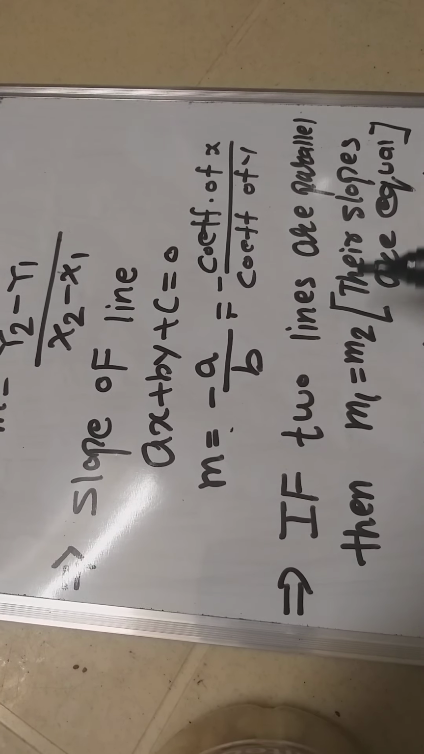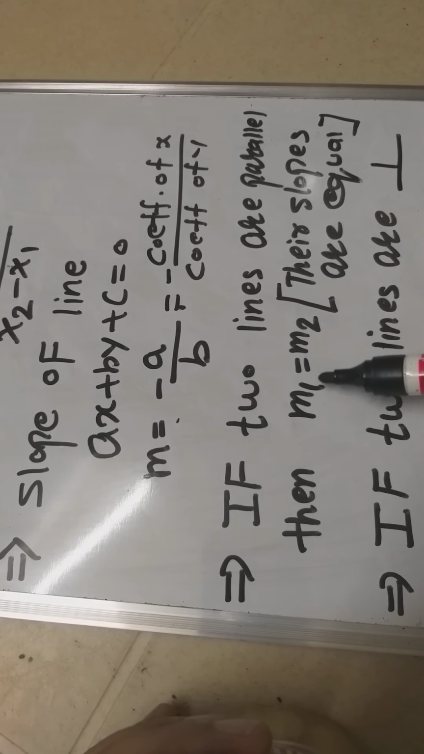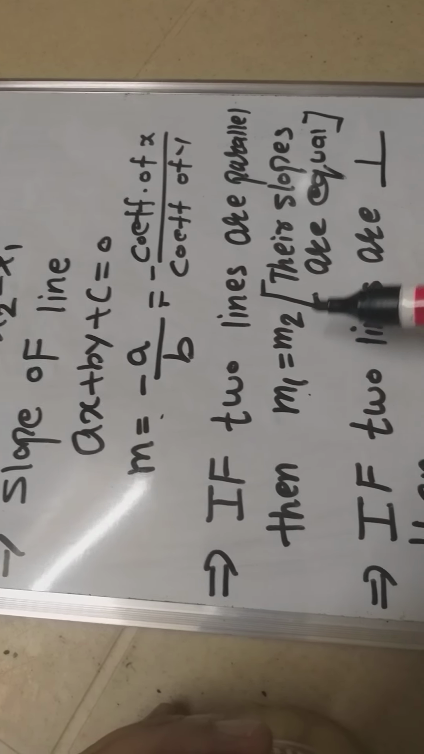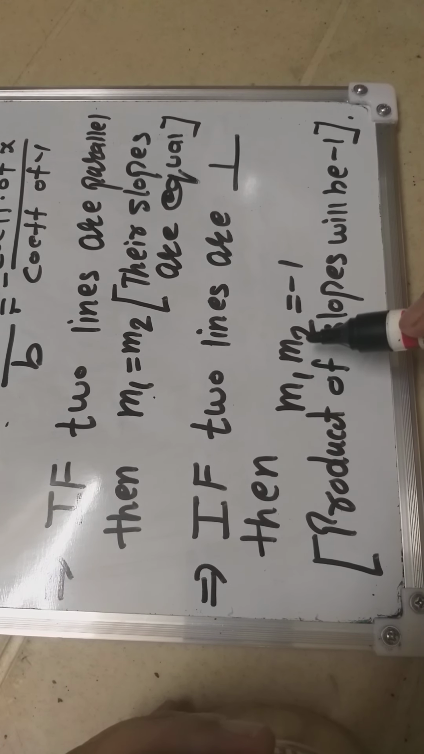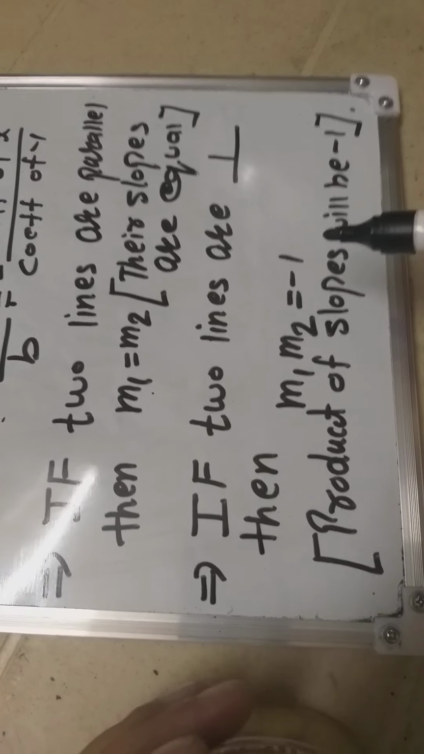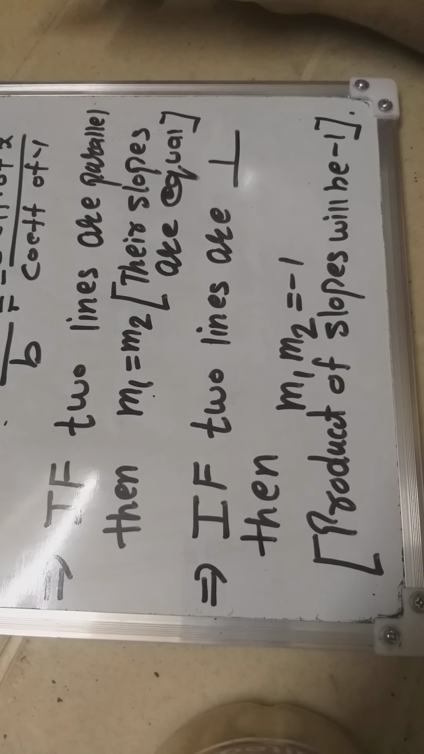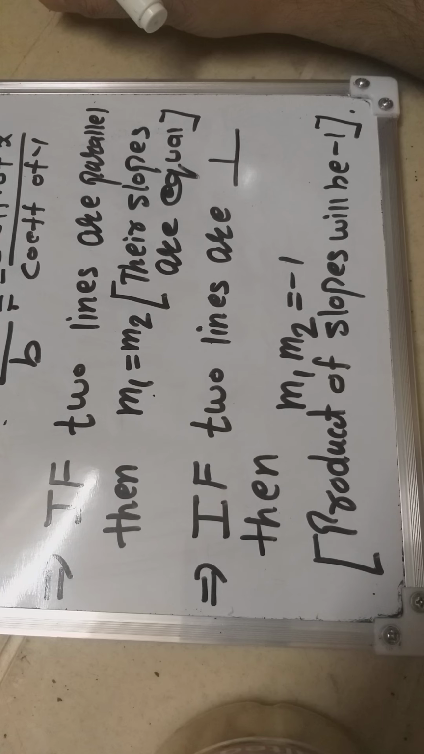And we know that if two lines are parallel to each other, then their slopes will be equal, that is m1 equals m2. And if two lines are perpendicular to each other, then the relationship between their slopes is m1 into m2 equals minus 1. You must remember all these conditions or rules to find slopes.